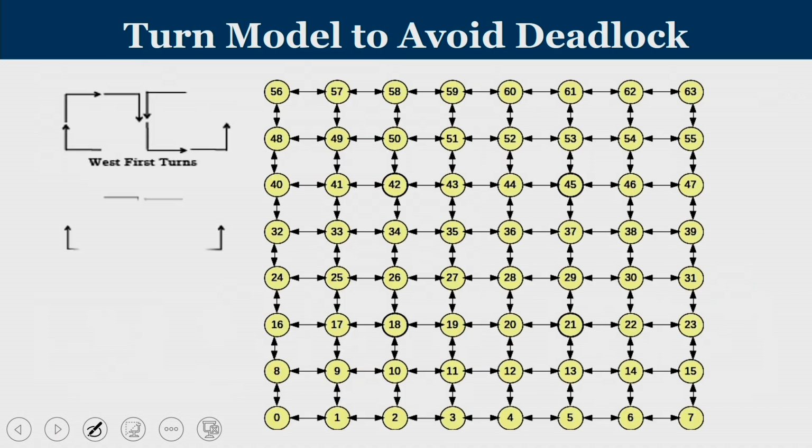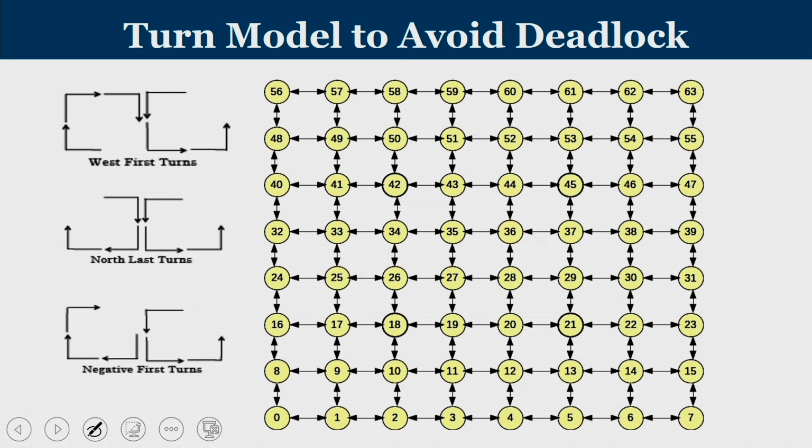Let us now consider a few examples. Take the case of west first turn. Let us say there is a packet that wanted to move from 28 to 58, west first. So 28 is the source and 58 is the destination. Since it is west first, I have to travel to west because my destination is on west of source. So travel in the west direction and then you come like this. Now you may wonder, this is same as XY routing. For this particular source destination pair, XY routing and west first routing is same.